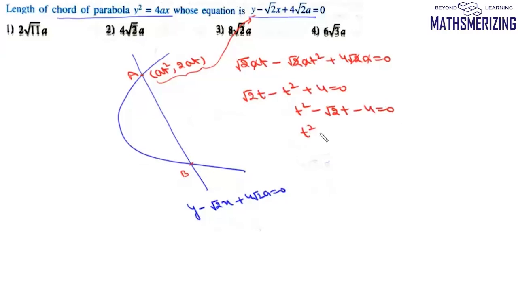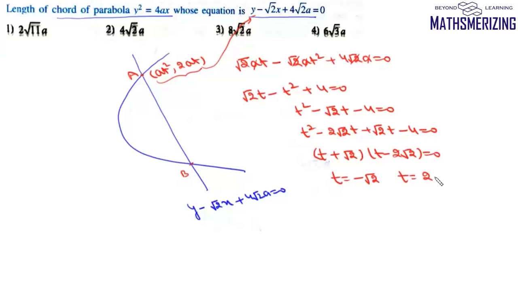So we can write it as t square minus 2 root 2t plus root 2t minus 4 equals to 0. So we'll get this as t plus root 2 and then t minus 2 root 2 equals 0. So value of t is either minus root 2 or value of t is 2 root 2. So now we have t1 and t2.